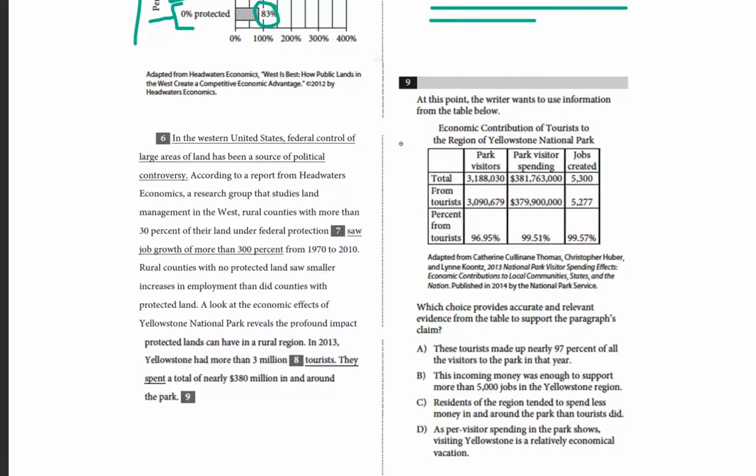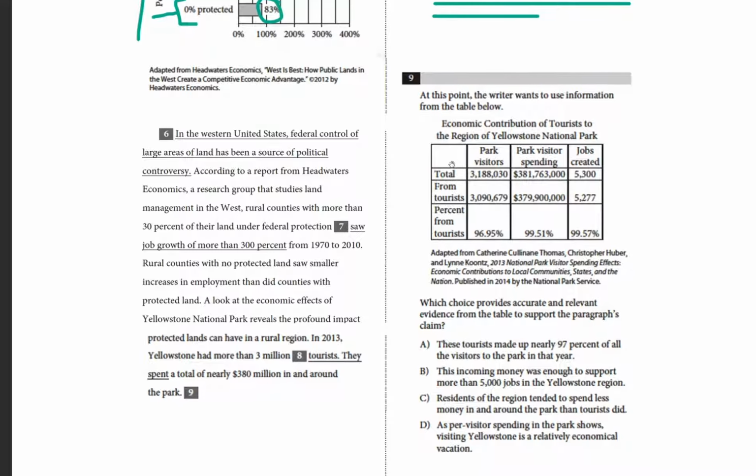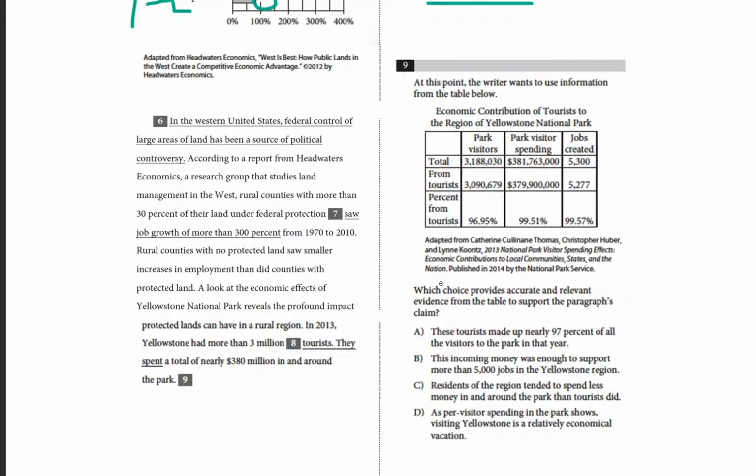Meanwhile, let's look at question 9. Okay, at this point, the writer wants to use information from the table below. Which choice provides accurate and relevant evidence from the table to support the paragraph's claim? So first, let's figure out what the paragraph's claim is. So we've already read most of this paragraph. Let's look at the part that we haven't talked about yet. A look at the economic effects of Yellowstone National Park reveals the profound impact protected lands can have in a rural region. In 2013, Yellowstone had more than 3 million tourists.